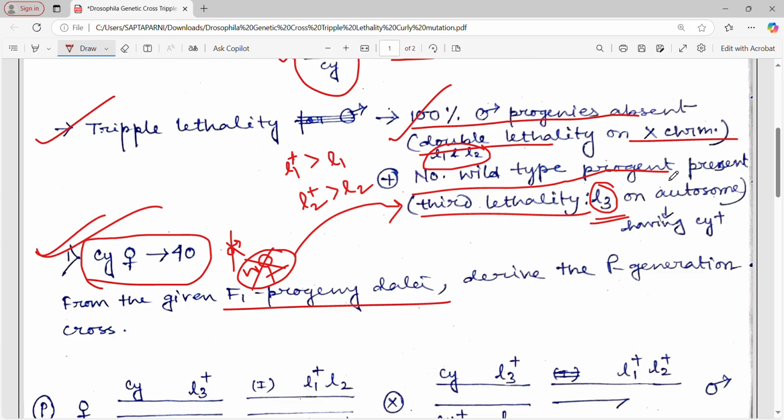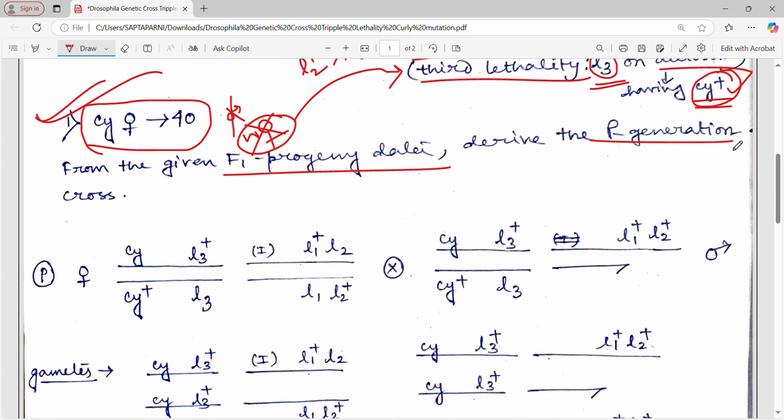So see here, as it is killing the wild type females, we have to put the L3 allele on the autosome carrying CY plus, or the wild type allele of the wing phenotype. So to kill the wild type individuals, we have to introduce the L3, or third lethal allele, on the autosome carrying CY plus, or wild type allele for wing. Now see how to derive the P generation cross for this problem.